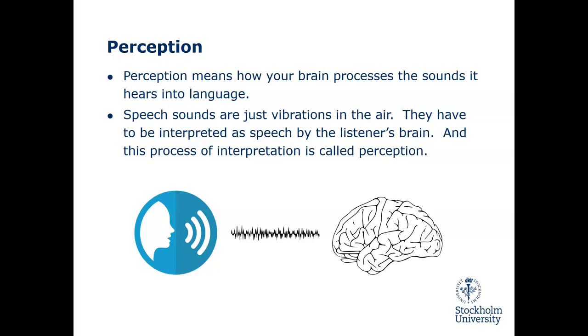Perception means how your brain processes the sounds that it hears into language. Speech sounds are just vibrations in the air. They have to be interpreted as speech by the listener's brain. And this process of interpretation is called perception. So in this picture, I have a person who's speaking, the waves that are traveling through the air, and then it's reaching someone else's brain, and the brain has to interpret those sounds.